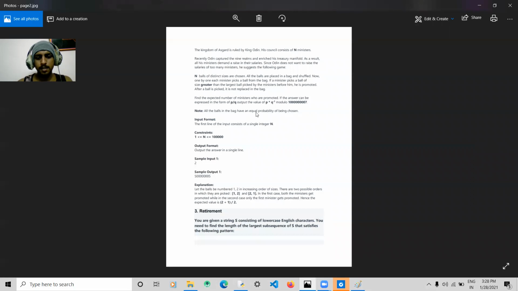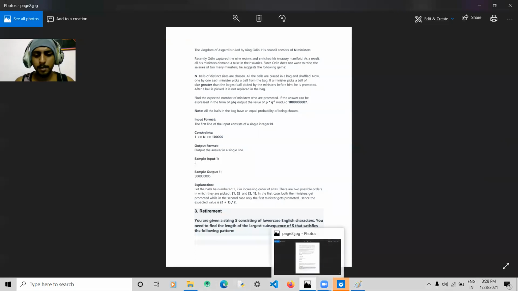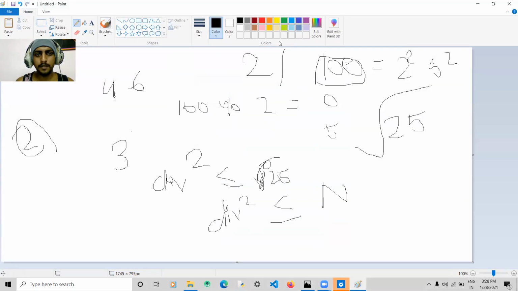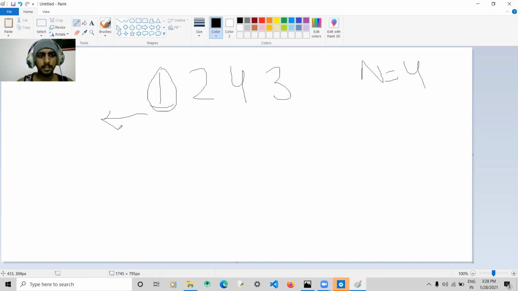The second problem is like this. The kingdom of Asgard is ruled by King Odin. Basically, the problem in simple language says that if there is a number arrangement, let's say n is 4, then all of the numbers that are greater than everything on the left get promoted.